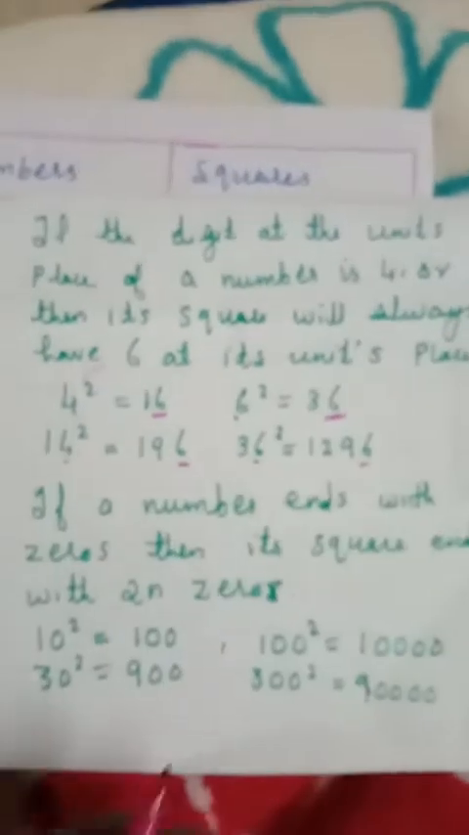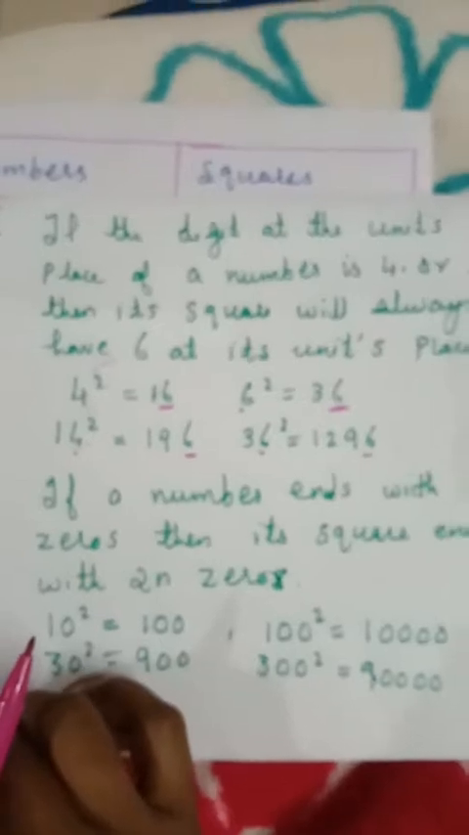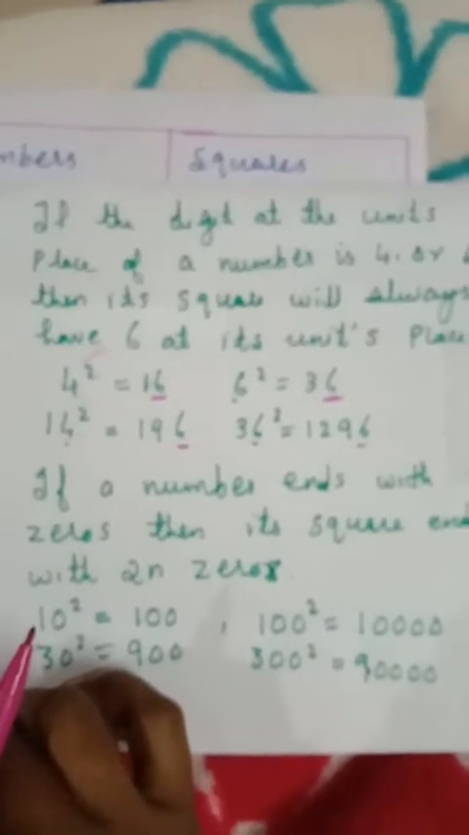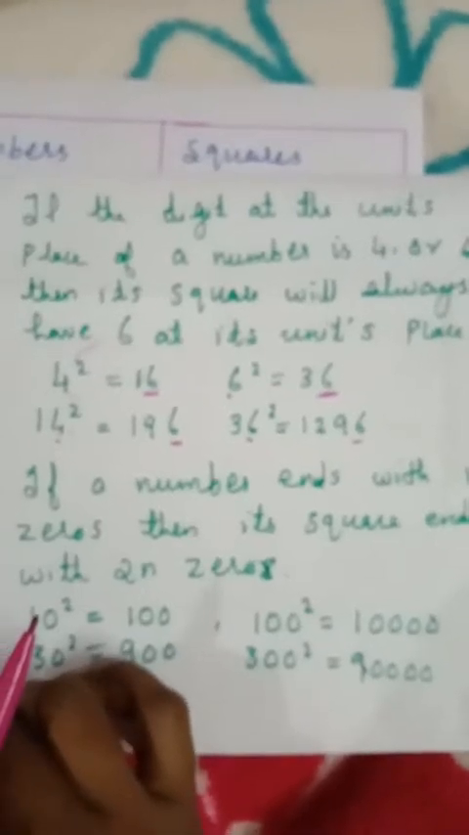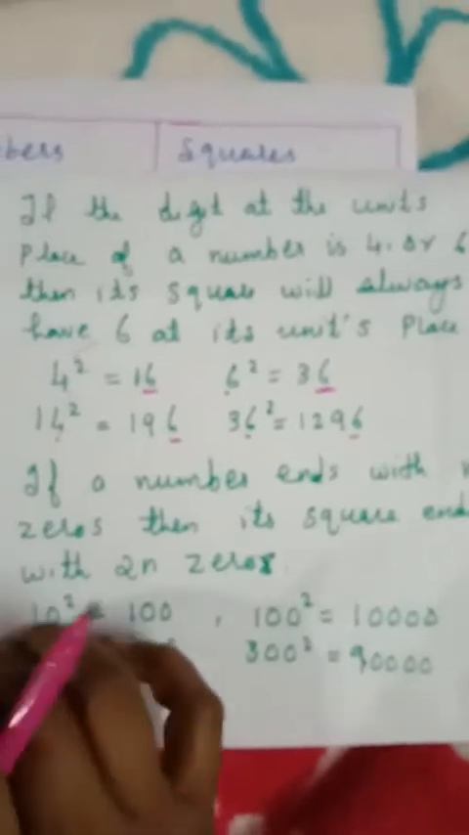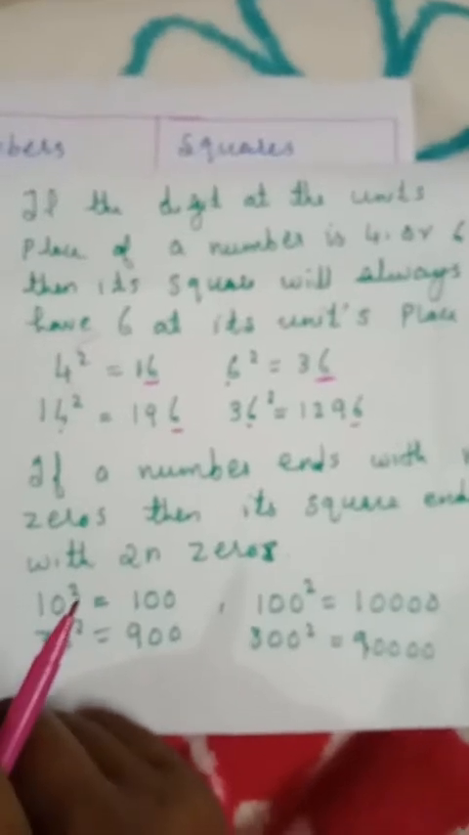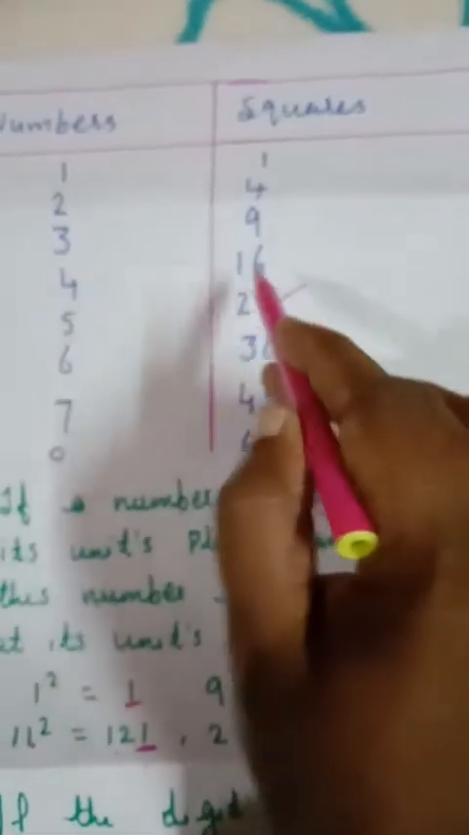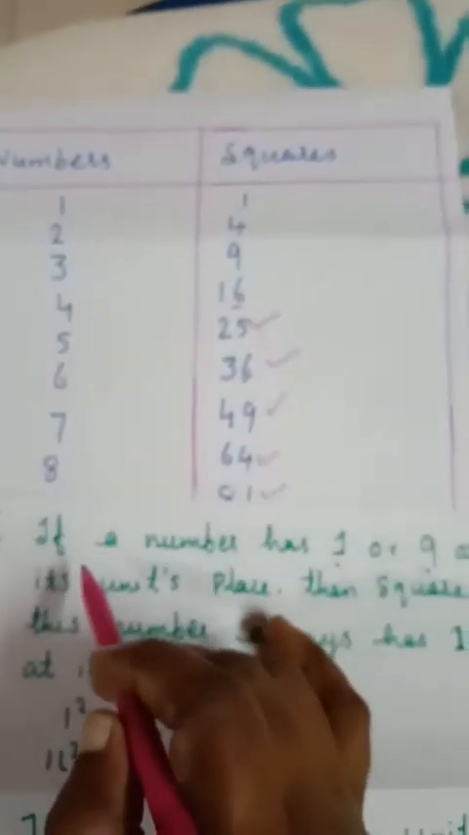So a number having 6 or 4 in its units place, its square always ends with 6. The numbers having 4 or 6 in the units place, then its square will always end with 6. Clear? Let us check. Here 4 squared is 16, which ends with 6. And 6 squared is 36, which ends with 6.